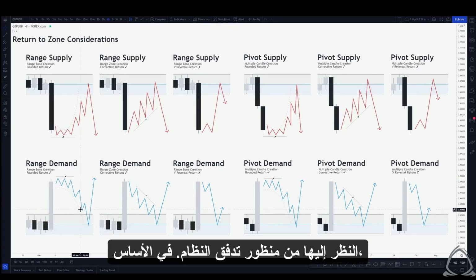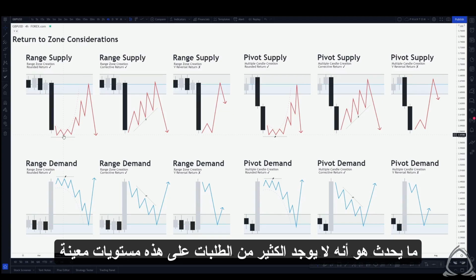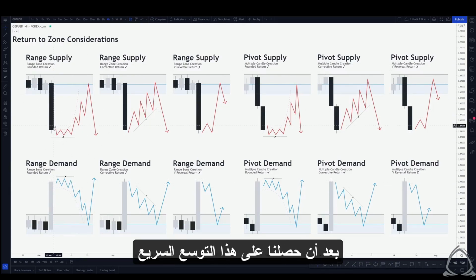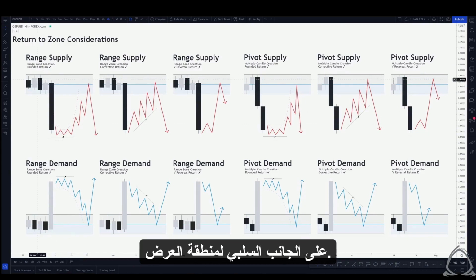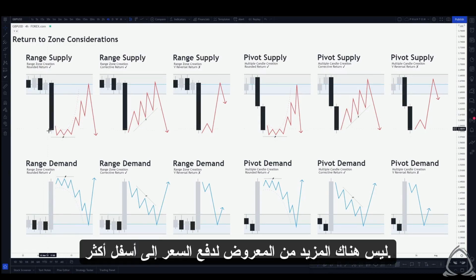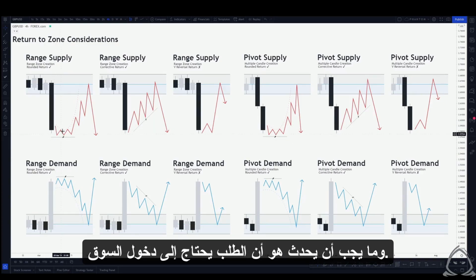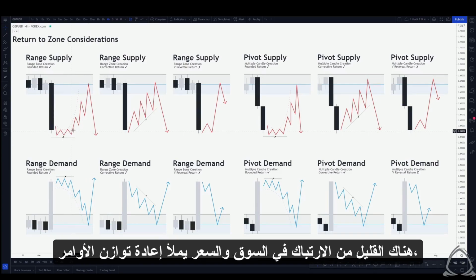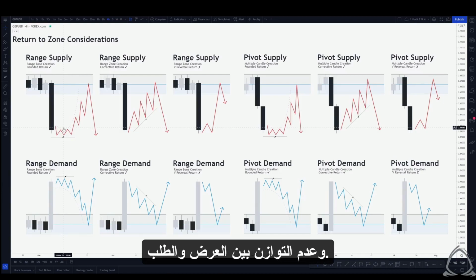When you're looking at it from an order flow perspective, basically there isn't a lot of demand at these particular levels, or supply at these particular levels, to push price. So after we've had that rapid expansion to the downside for a supply zone, there isn't any more supply to push price further down. What needs to happen is demand needs to step into the market. But at this particular price point, there's a little bit of confusion in the market, and price is filling orders, rebalancing the imbalance between supply and demand.